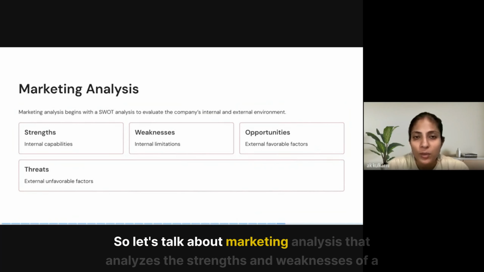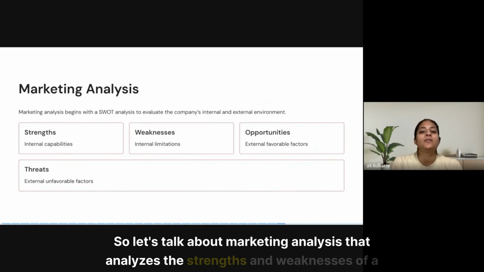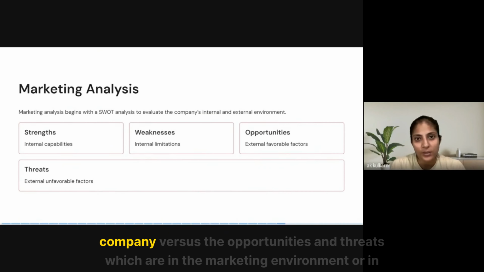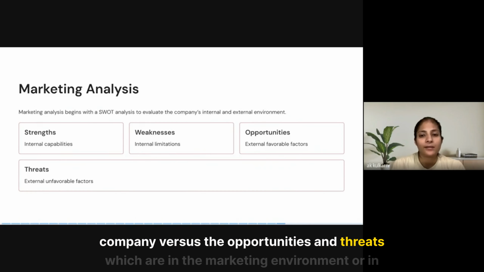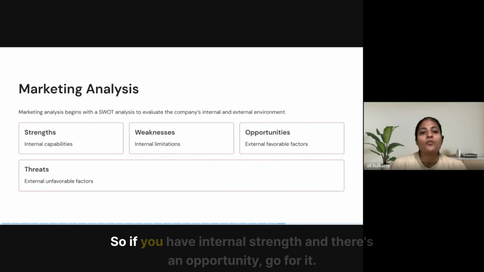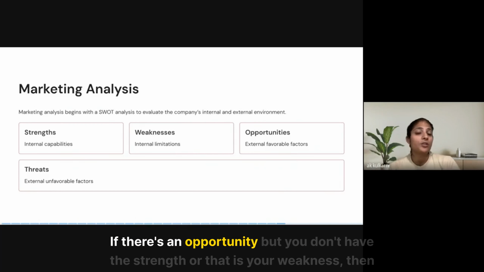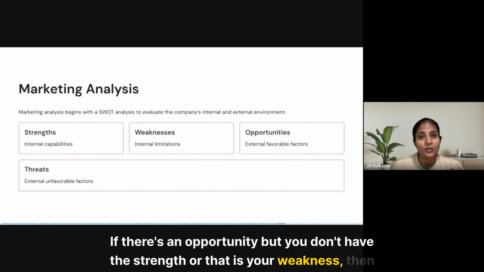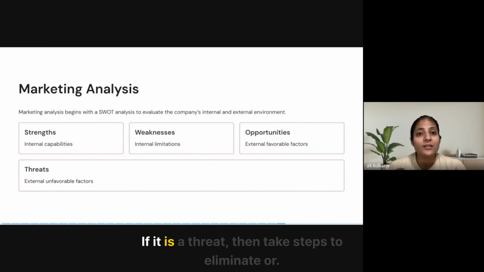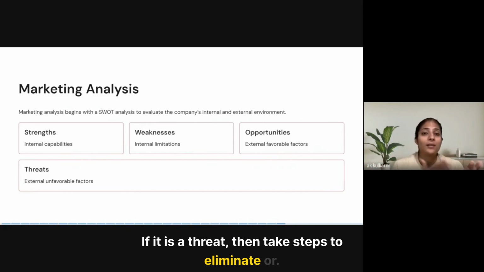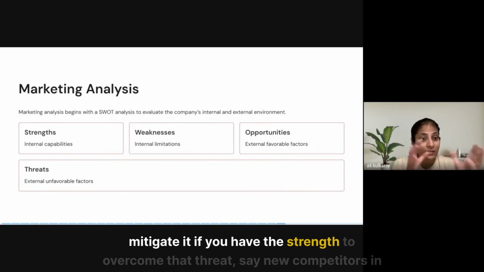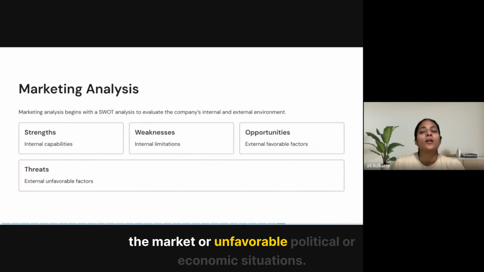So let's talk about marketing analysis. It analyzes the strengths and weaknesses of a company versus the opportunities and threats in the marketing environment, or in the market. So if you have internal strength and there's an opportunity, go for it. If there's an opportunity but you don't have the strength, or that is your weakness, then don't go for it. If it is a threat, then take steps to eliminate or mitigate it if you have the strength to overcome that threat, say new competitors in the market or unfavorable political and economic situations.